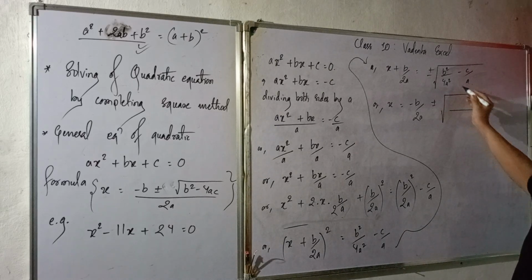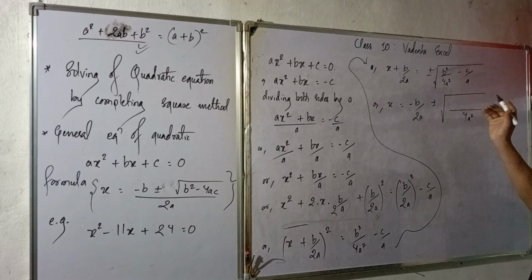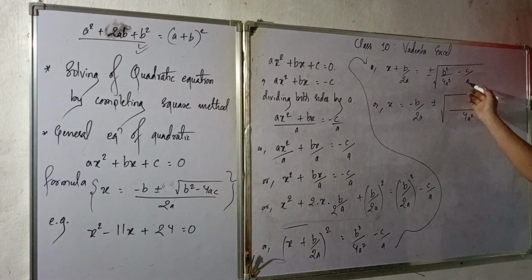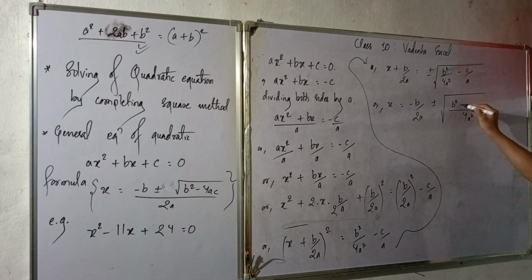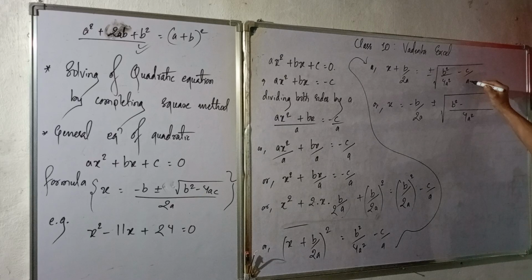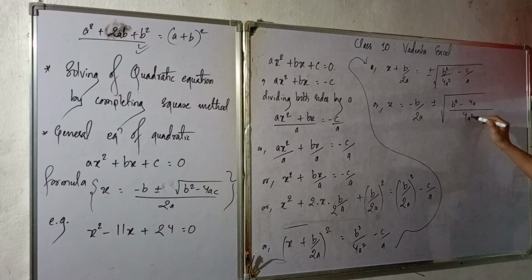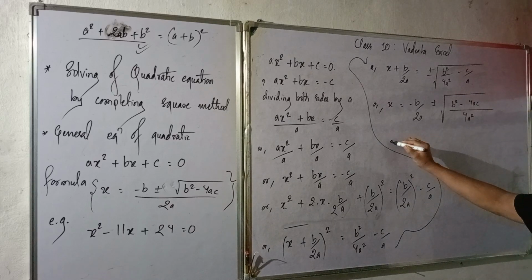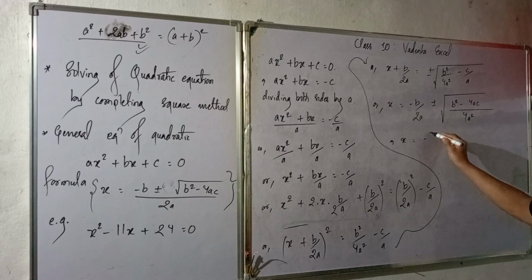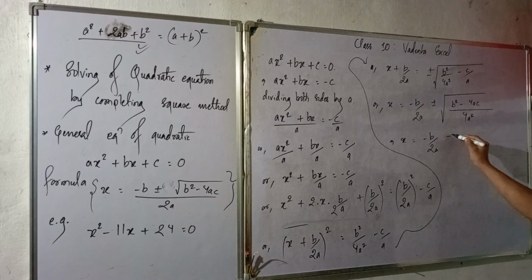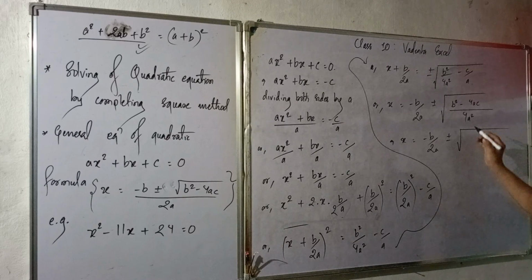let's see here, 4a square. Yes, we have the LCM for a square. So you write b square. Here a is already there. What we don't have? 4a. Now a into 4a becomes 4a square. So whatever it is, you have to multiply 4a by this. You know how to do LCM. Minus b by 2a plus minus, b square minus 4ac.